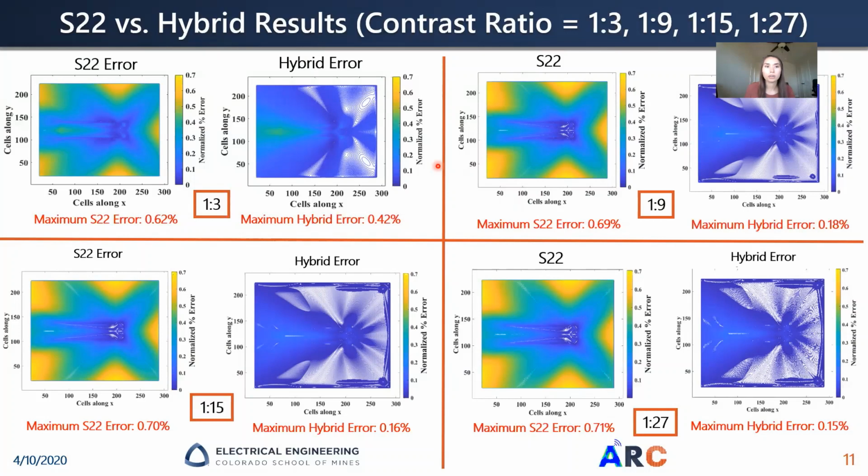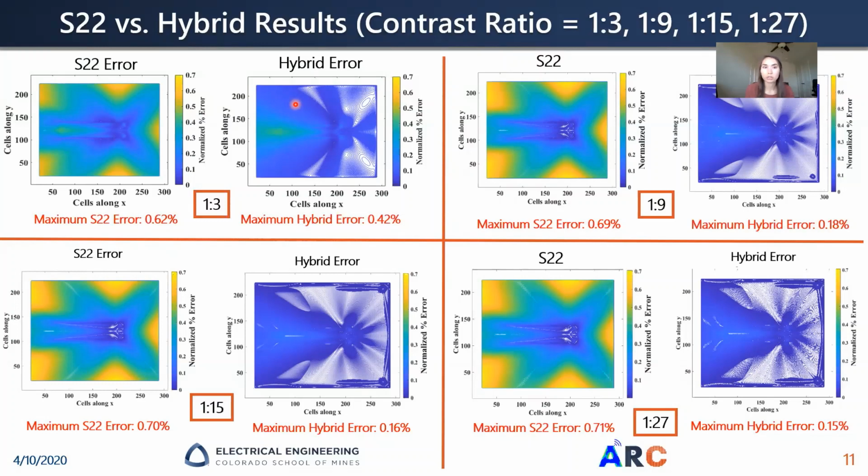So now we can see all of the results here for the 1 to 3 cases, 1 to 9, 1 to 15, and 1 to 27, where we can see the S22 errors on the left side and the hybrid on the right side. And we can see on the S22 case, we have a second order calculation throughout the entire domain and a fourth order in the hybrid in the free space, but that same second order in the subgrid region.